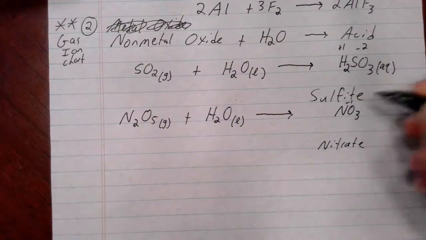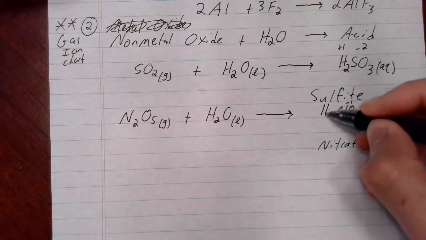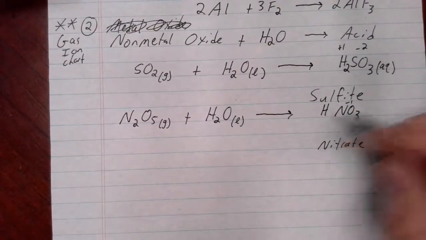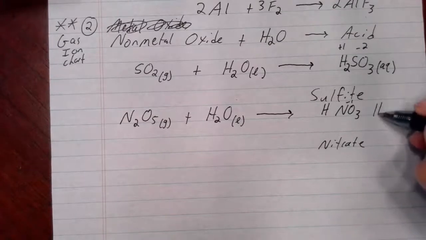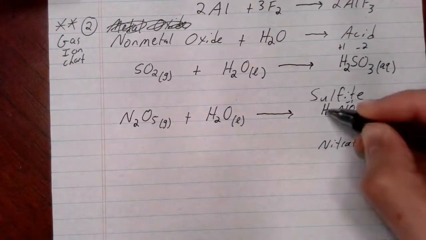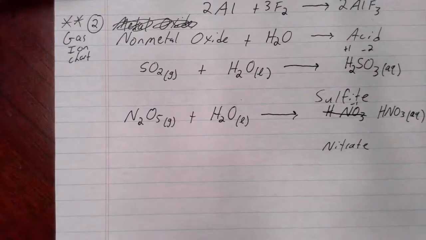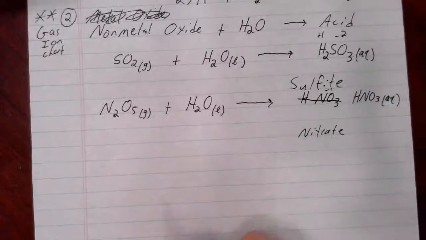I know NO3 has a -1 charge. I know acids start with a hydrogen. Hydrogen has a +1 charge, so I know I'm good, HNO3. I really should write it closer together. I should have left that space there. Okay. So I know it's dissolved in water, so I have AQ. Okay. So now I can go back and double check this one.